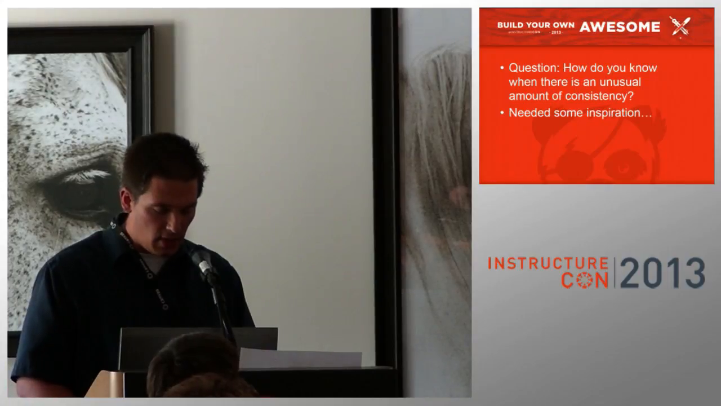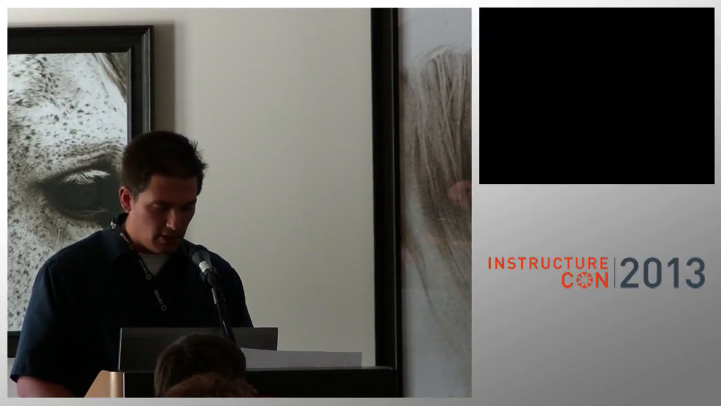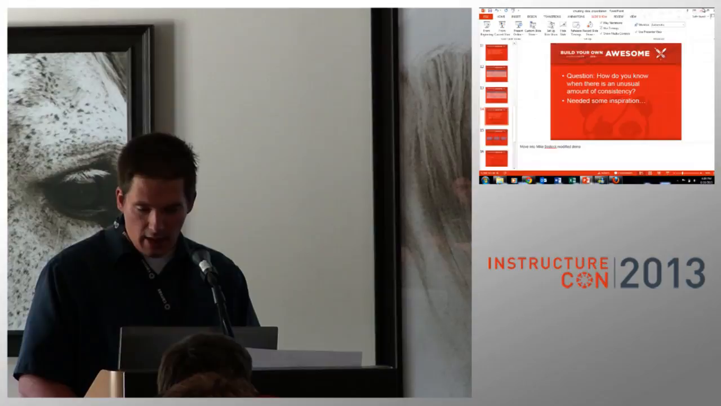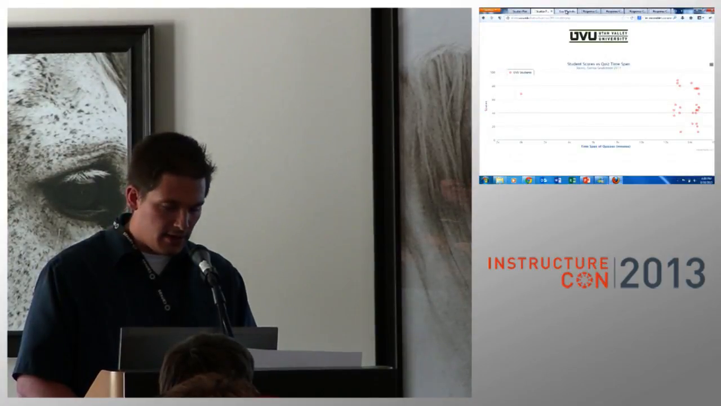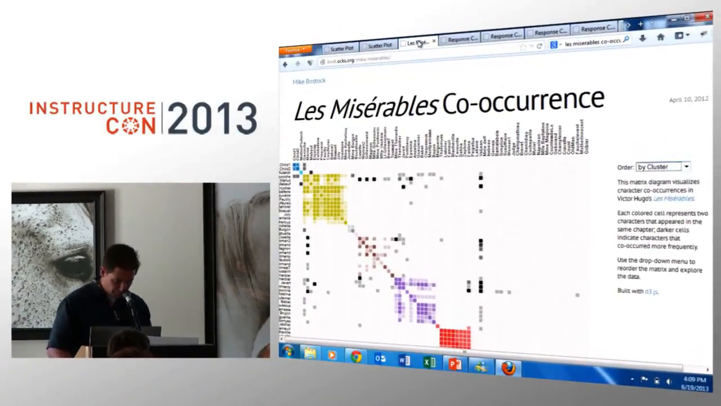And so I looked around on the internet, went to the open web, and I found this. This is what they call a co-occurrence matrix. This is kind of fashionable right now in the digital humanities. What it is essentially is all the characters in the book Les Miserables, compared against each other for how often any two characters appear in the same scene together.